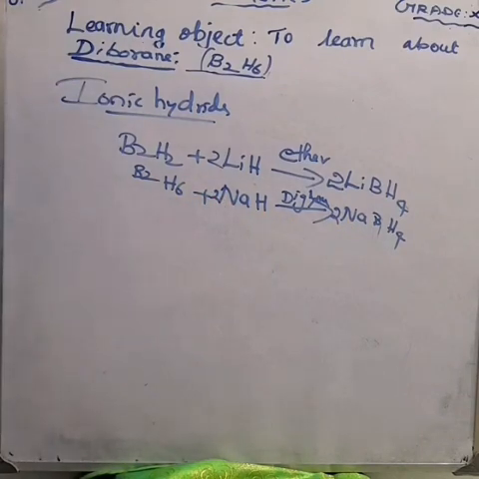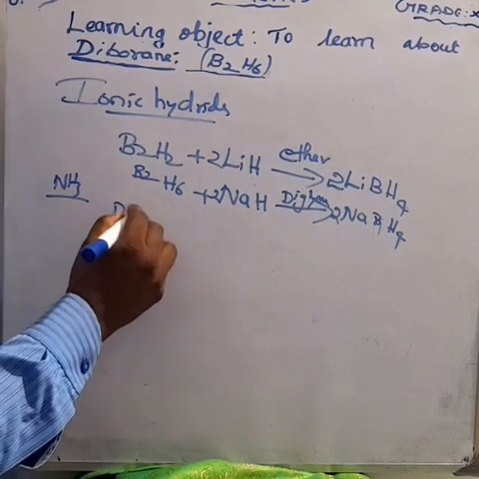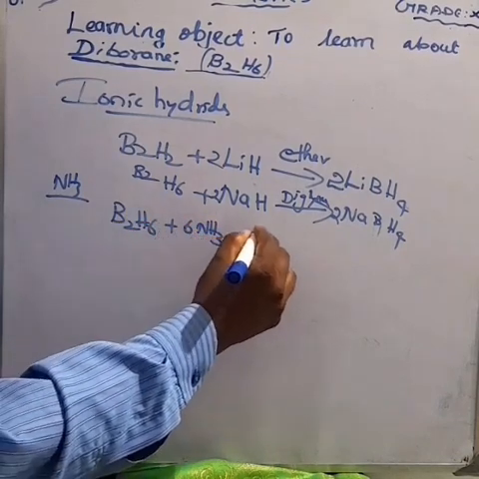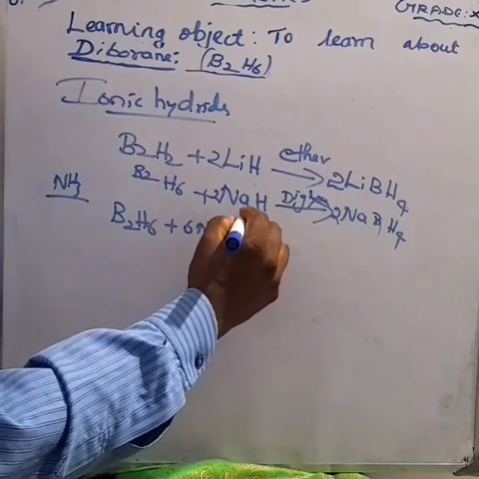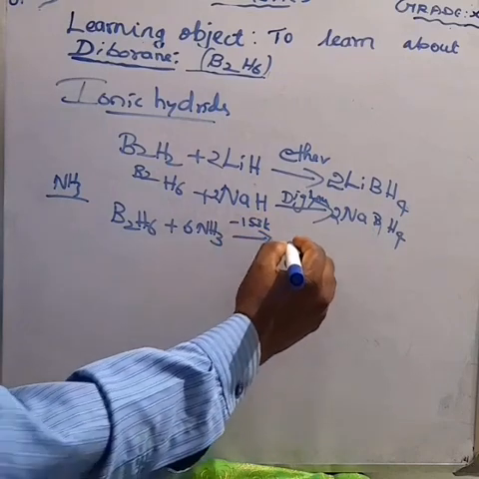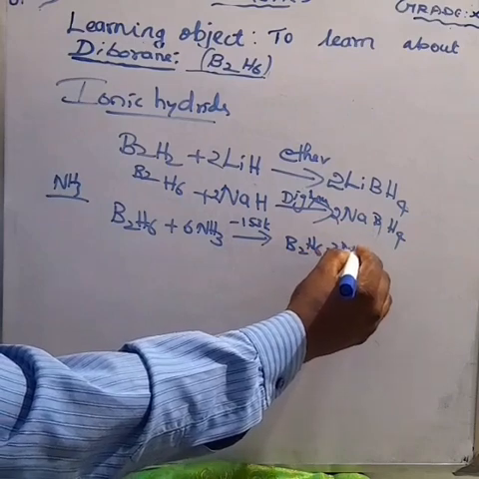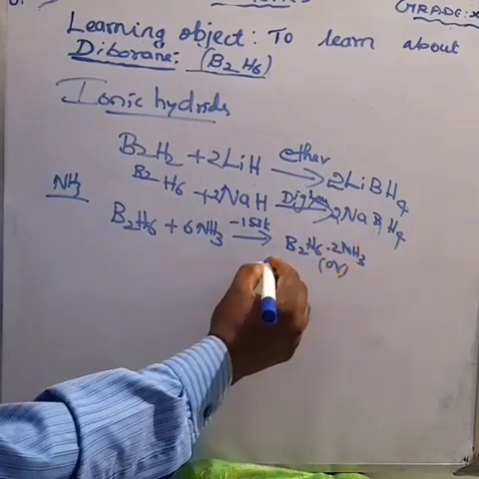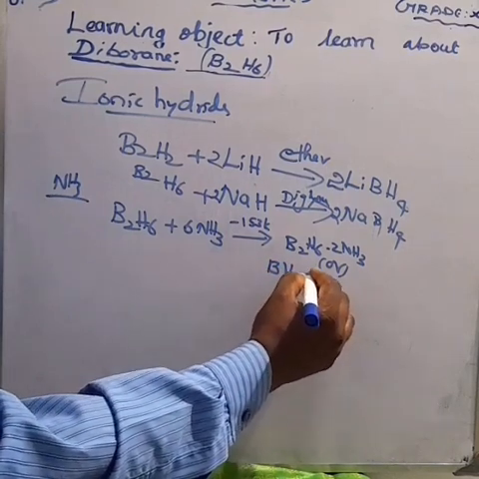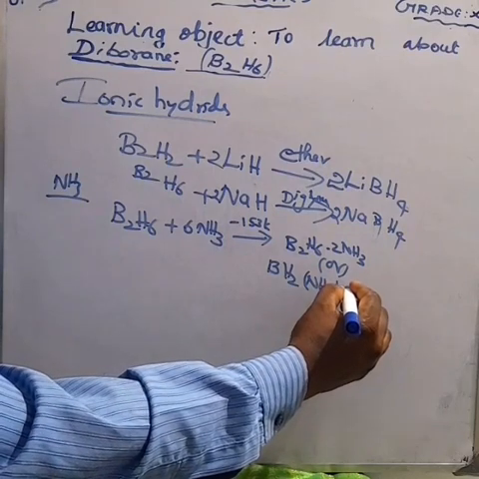Next, the reaction with ammonia. Diborane B2H6 reacts with excess ammonia at a temperature of minus 153 Kelvin. We get B2H6.2NH3, otherwise written as [BH2(NH3)2]+ plus BH4 minus units. Am I right?